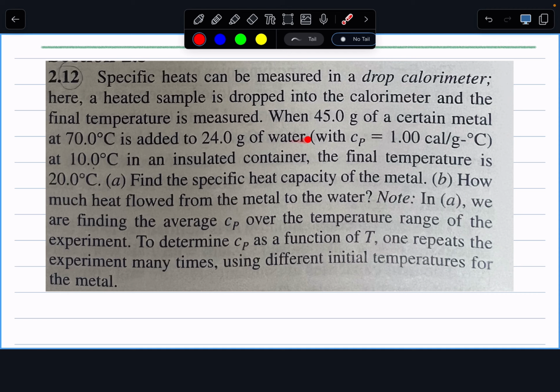The initial temperature of the water is 10 degrees Celsius, and the final temperature of the water is 20 degrees Celsius. The first question asks for the specific heat of the metal with the initial temperature of 70 degrees Celsius. The second question asks how much heat flowed from the metal to the water. We can do that together here.